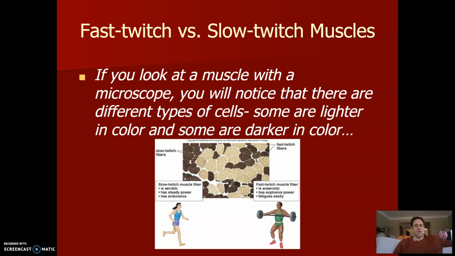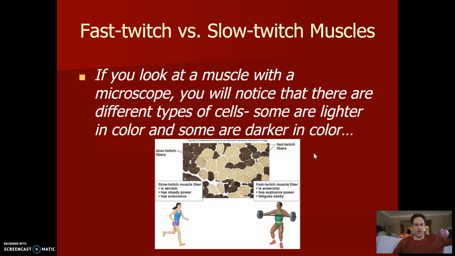And the reason they got those names is because you can actually add a chemical to a microscopic slide of fresh muscle tissue, and you can actually make the muscle contract and do the sliding filament thing by adding this chemical. And what they found is when you add that chemical to the lighter colored stuff, that contraction happens pretty quickly, hence fast twitch. The darker ones are a little bit slower, hence slow twitch. So that's where they got their name.